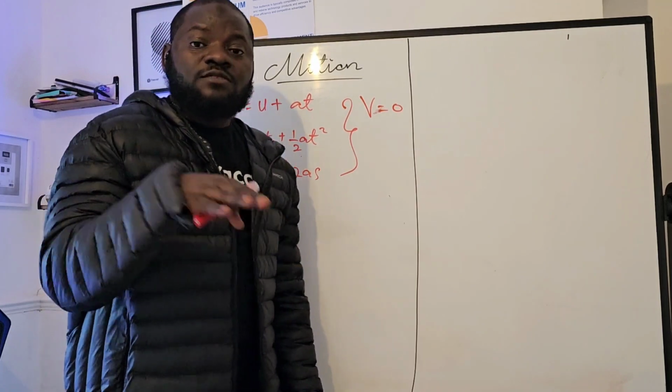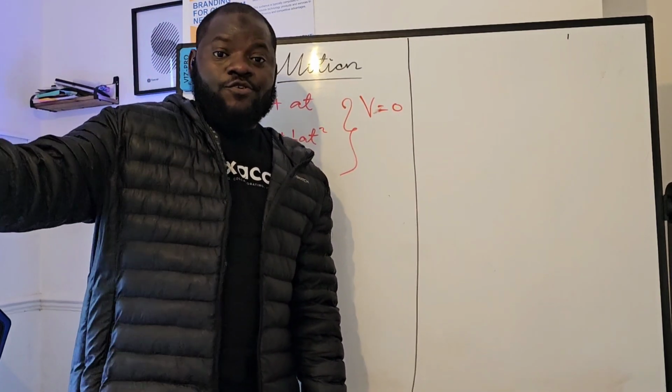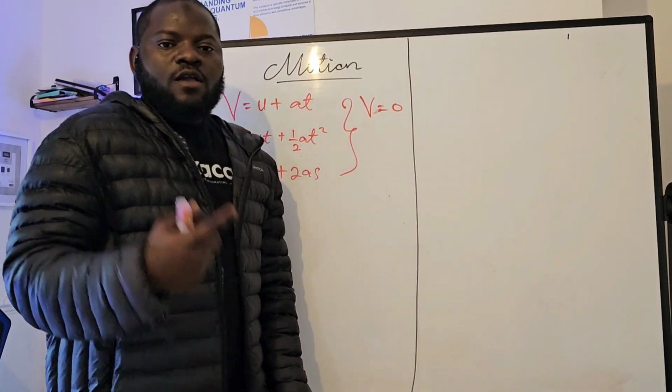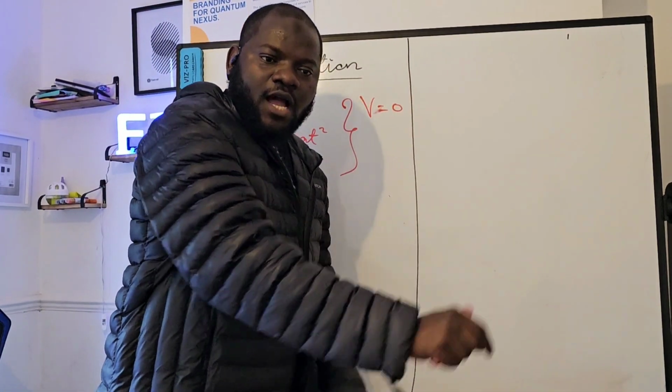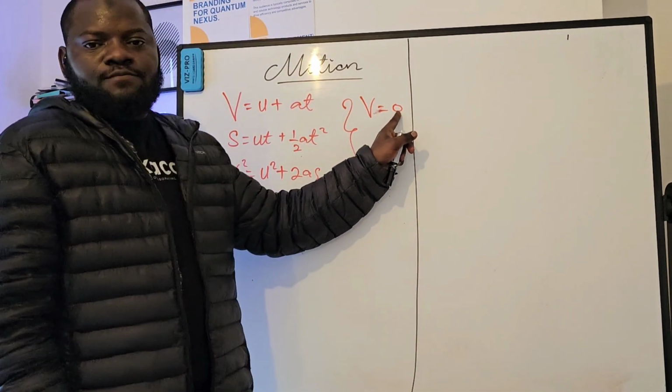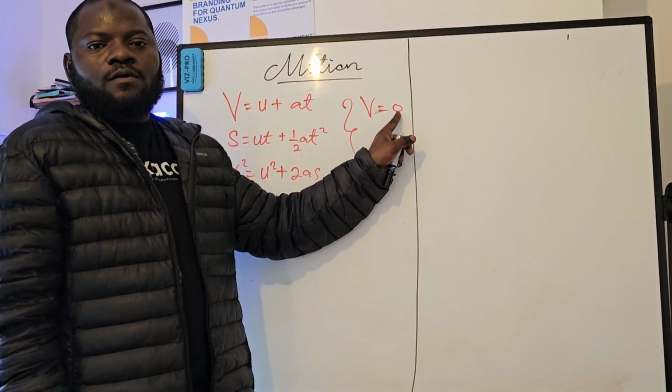So you need to understand this because the question would not tell you, but you have to know. So let's say a driver applied a brake to a car. When it applied brakes to the car, that final velocity becomes what? Zero. Do you understand where I'm coming from now?